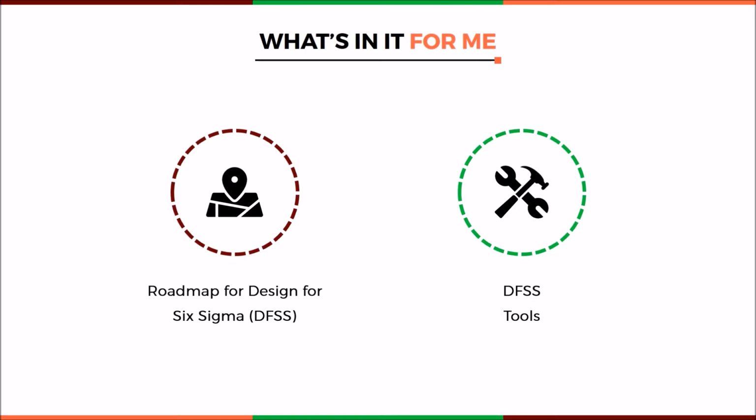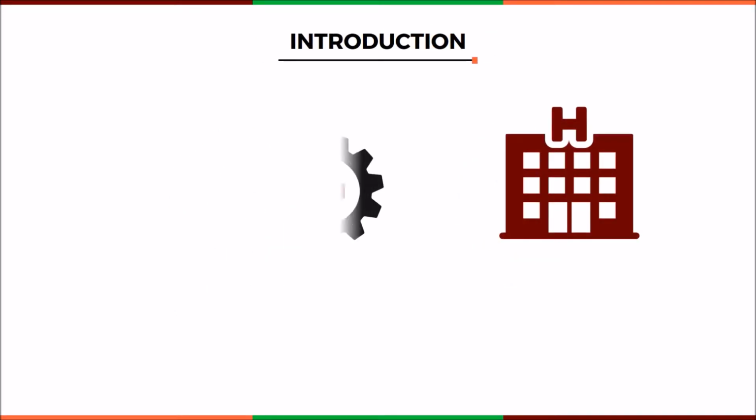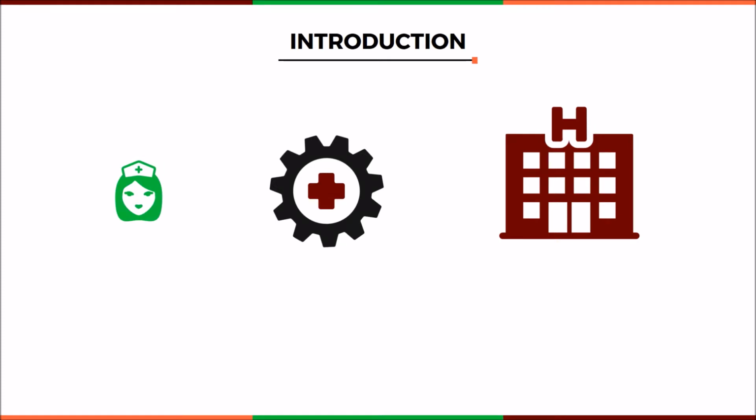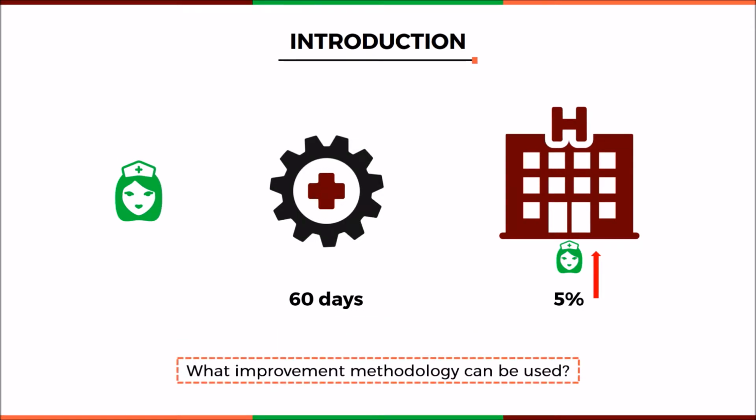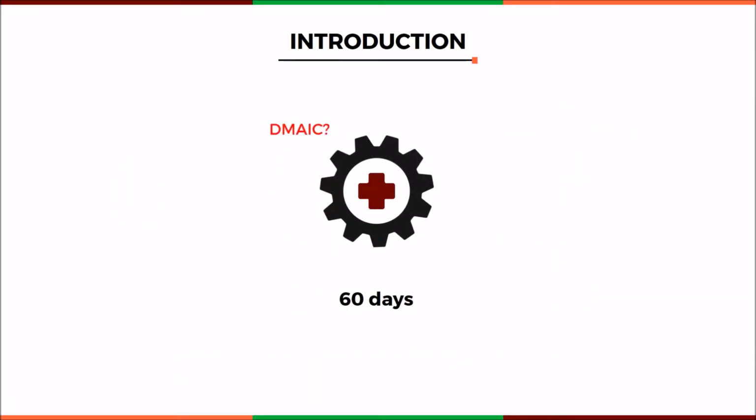Before we begin, let's look at a scenario. A hospital wants to develop a new recruiting process for nurses. With an average of 60 days to fill a vacant position and a planned 5% increase of nurses to meet a growing market, there is a need to completely redesign the recruiting process. What improvement methodology can be used? The DMAIC or DFSS? Let's find out.